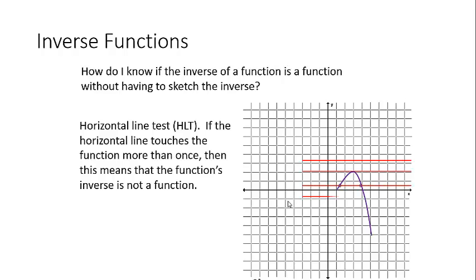You draw horizontal lines across the original function, and if the horizontal line, like in this case here, touches the graph more than once at the same time, then we say that it fails the horizontal line test. Therefore, I know without looking for the inverse of this function that the inverse will not be a function. Okay, so this is a handy tool to know if the inverse will be a function or not.